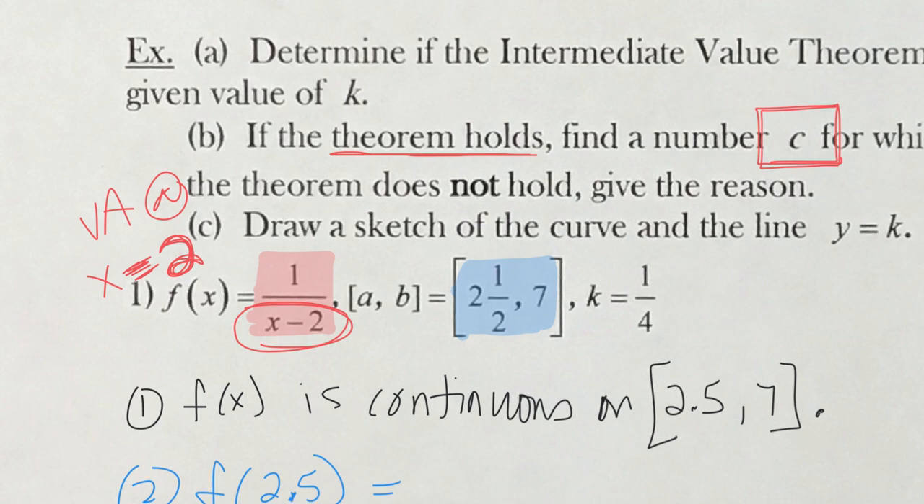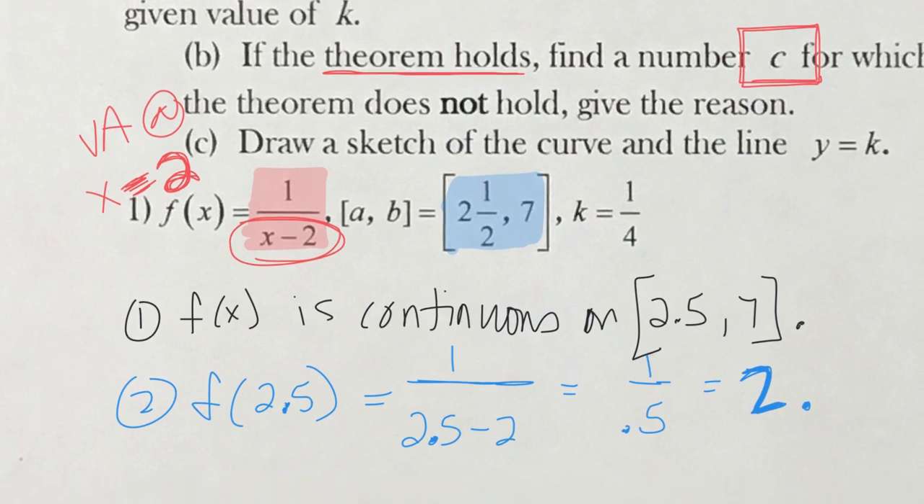Okay, so if you want to write 2.5, that's fine. 2.5 makes more sense to me when I am doing math underneath the denominator. So 1 divided by 2.5 minus 2, which is 1 over positive 0.5. 1 divided by 1/2 is 2. There are two parts if I divide something in half. Okay, so there's one of my endpoints.